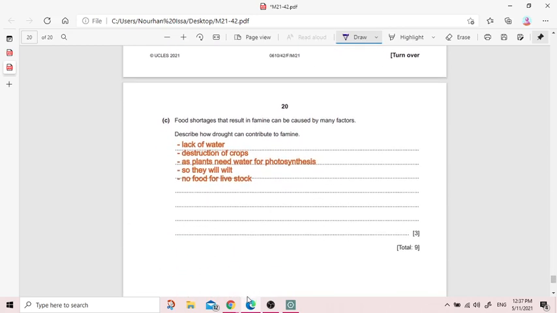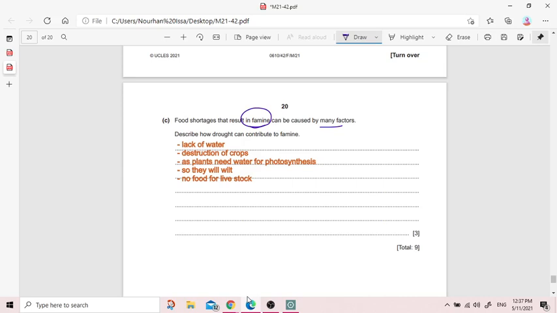Okay, last question in this test. Food shortage that results in famine can be caused by many factors. We answered this before. Before, he asked you what are the factors that contribute to the famine. We said that it could be wars, earthquakes, drought, flooding, anything can cause a famine.